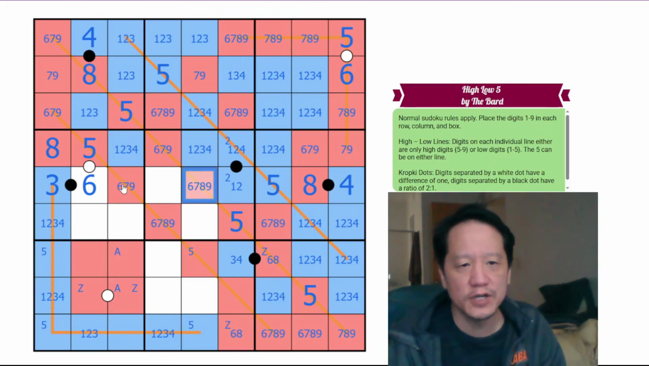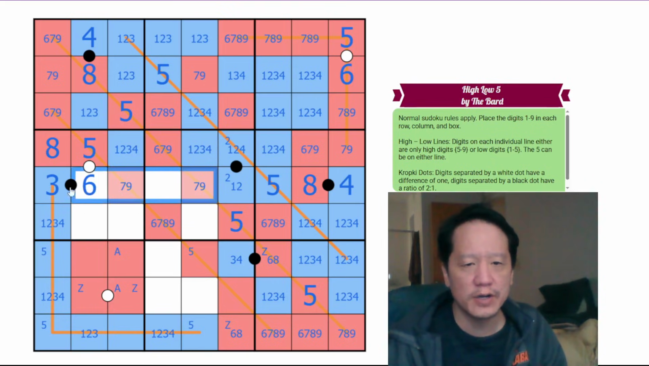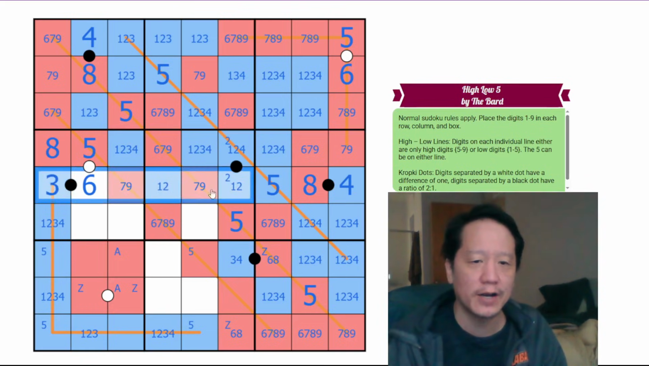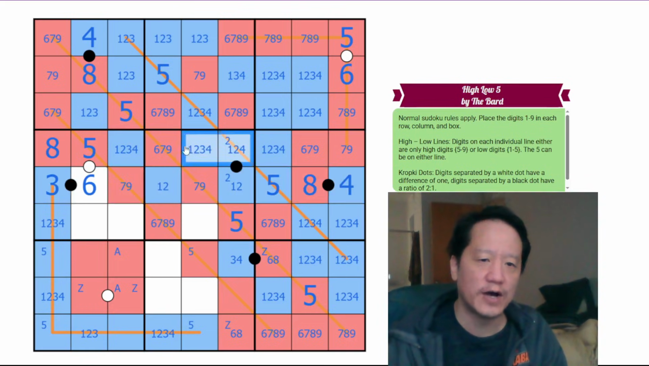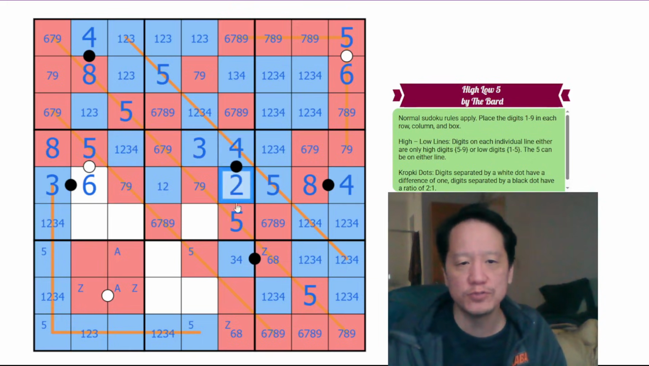No 6 or 8 here. So this is 7, 9 as a pair, which means we have a 7, 9 pair in row 5, which eliminates 7, 9 of the rest of the rows. So this is low and is 1, 2. We have a 1, 2 pair in box 5, which eliminates 1 and 2 in the rest of the box. So this is 4. This is 3. 4 is at a 1 to 2 ratio with 2. So that makes a 2 and 1.